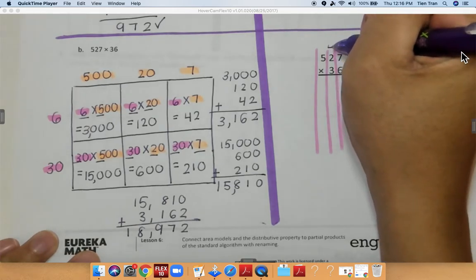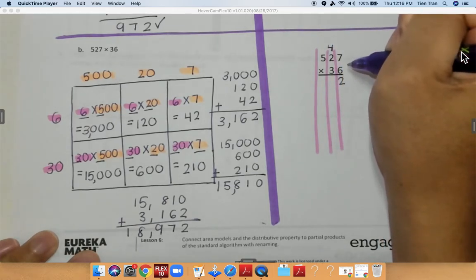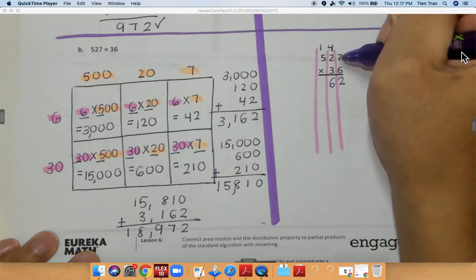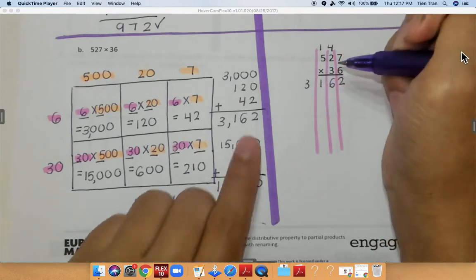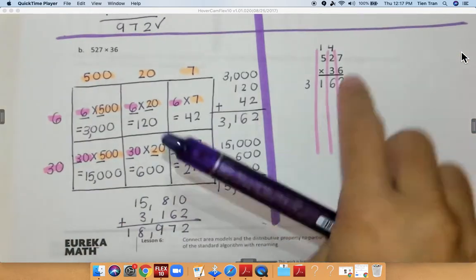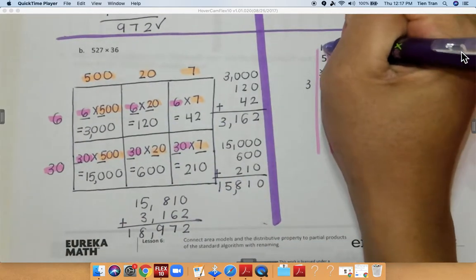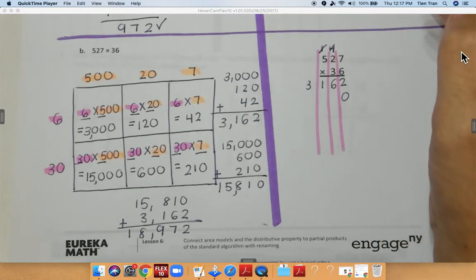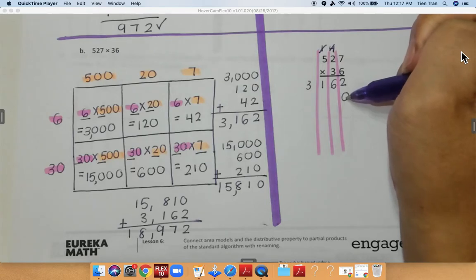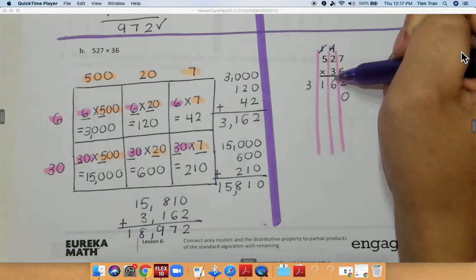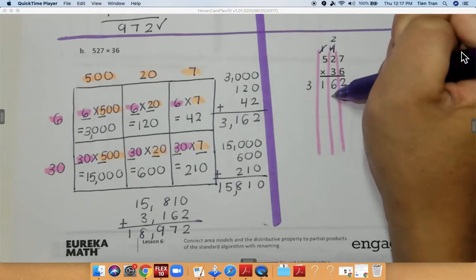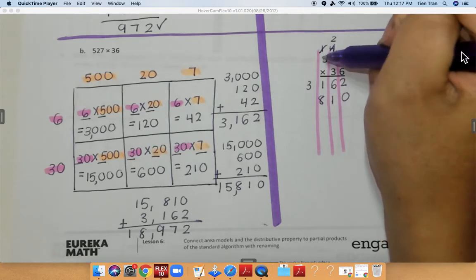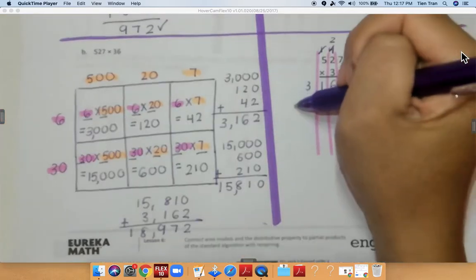7 times 6 is 42, 6 times 2 is 12, plus 4 is equal to 16. 6 times 5 is 30, plus 1 is 31. Notice that I get the same answer. I'm going to add a 0, cross off those numbers so I don't accidentally multiply or add them. I'm putting a 0 because I'm multiplying in my tens place. So 3 times 7 is equal to 21, 3 times 2 is 6, plus 2 is equal to 8, 3 times 5 is equal to 15.